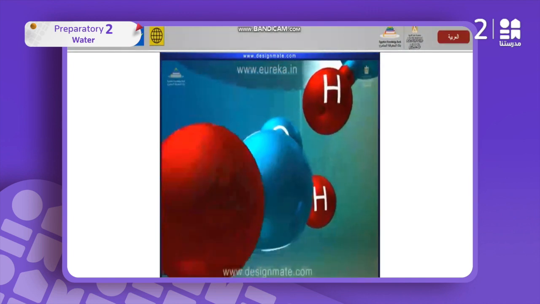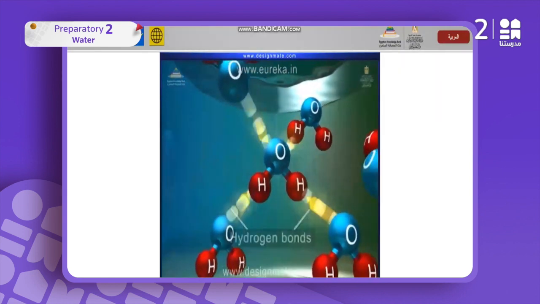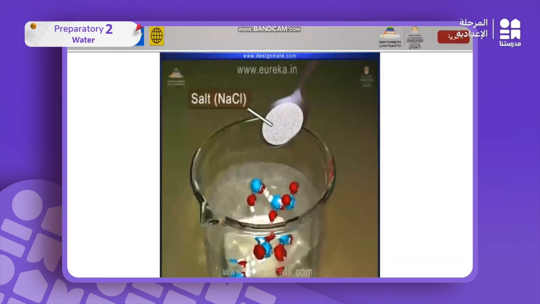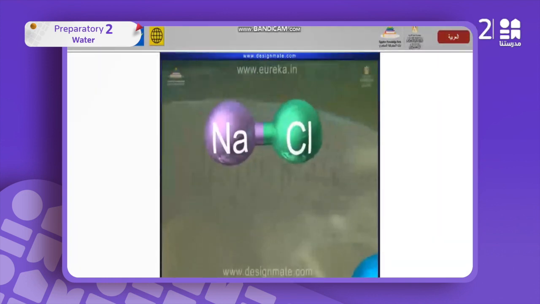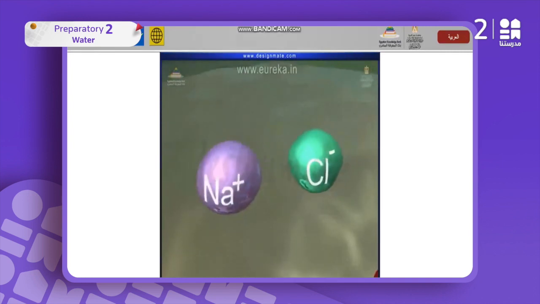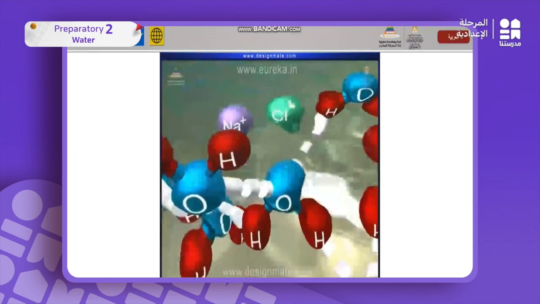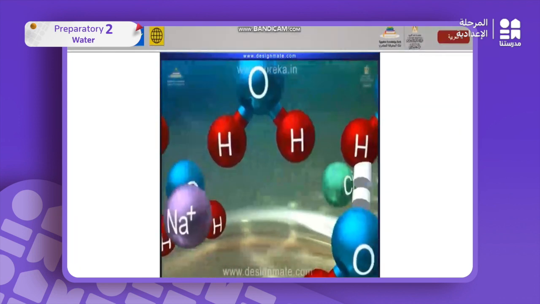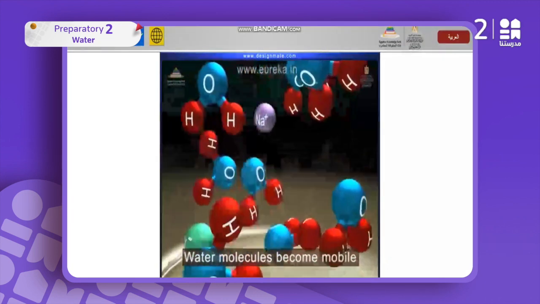Opposite charges on hydrogen and oxygen atoms of different water molecules attract each other, resulting in hydrogen bonds. When a crystalline salt, such as NaCl, is added to water, the ionic bonds between Na+ and Cl- ions break and the ions become mobile. These ions move between the water molecules and break the hydrogen bonds holding the water molecules together. Hence, water molecules become mobile.